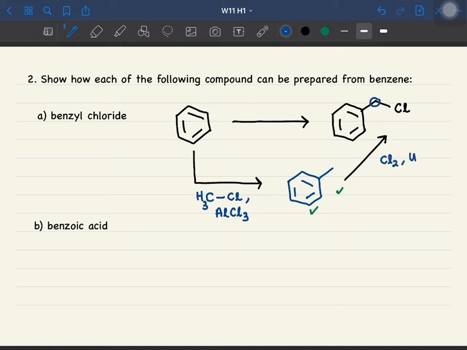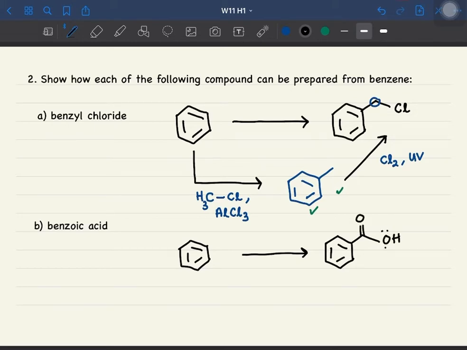Next, show how the benzene can be transformed into benzoic acid. So we know we are going to repeat our steps up here. We'll start with this benzene. Then we're going to form benzoic acid. So this time around, you are going to form carboxylic acid.